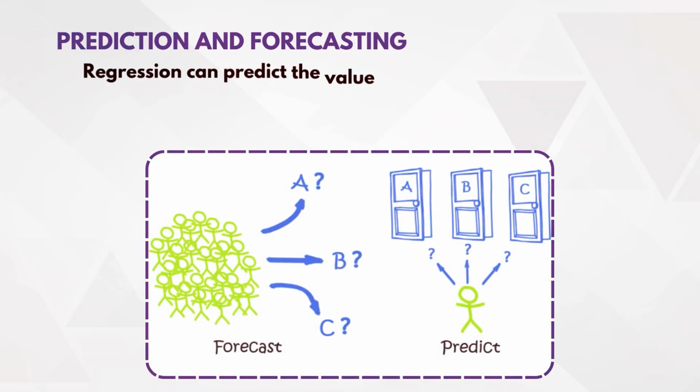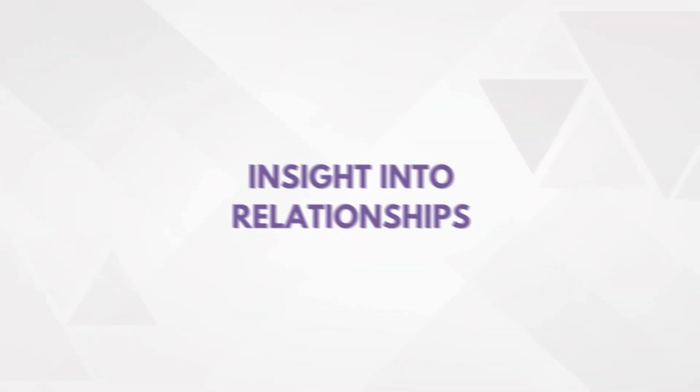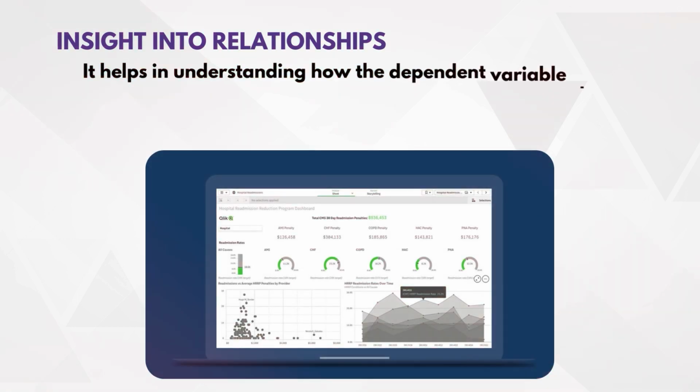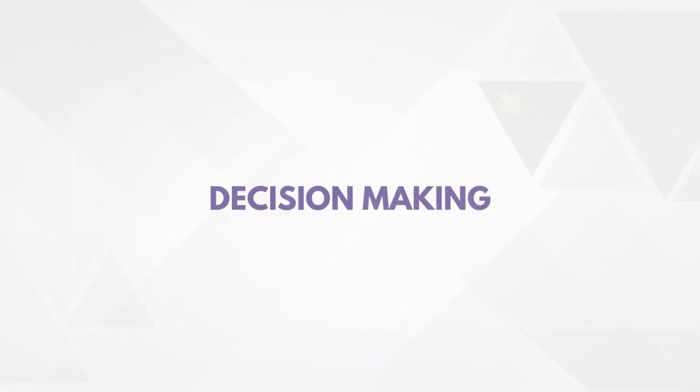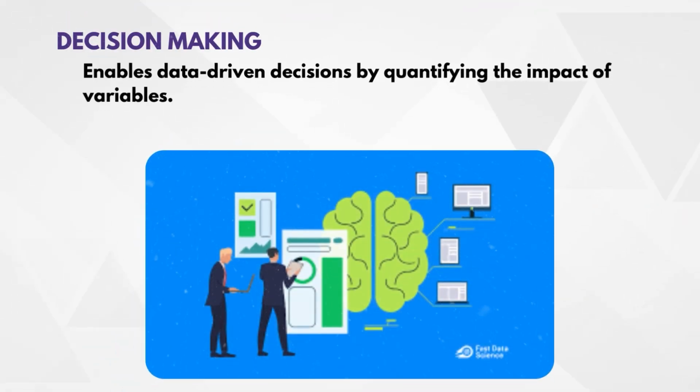Why regression? Prediction and forecasting. Regression can predict the value of the dependent variable based on the values of independent variables. Insight into relationships. It helps in understanding how the dependent variable changes with variations in independent variables. Decision-making. Enables data-driven decisions by quantifying the impact of variables.